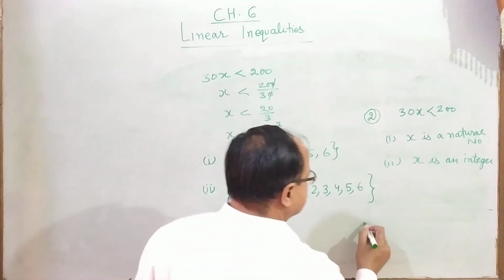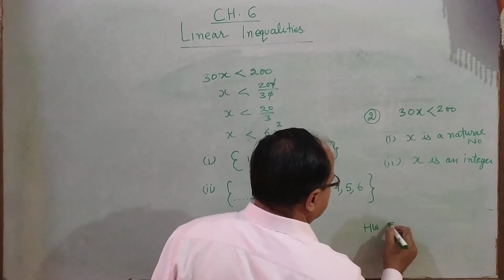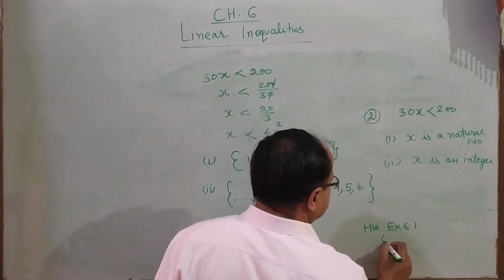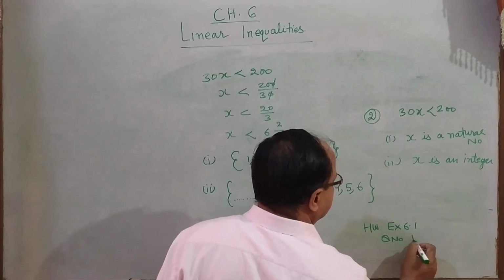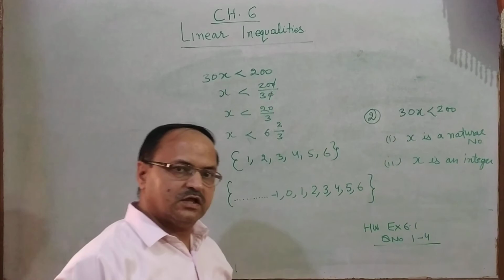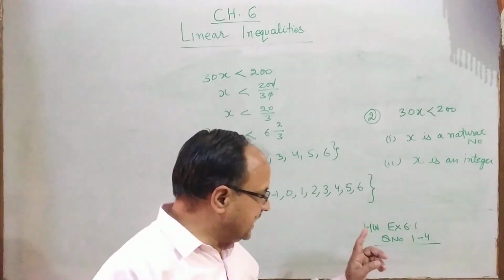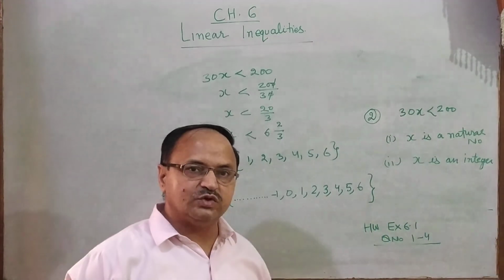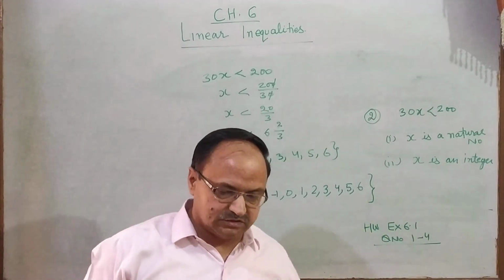Now your homework: solve exercise 6.1, questions number 1 to 4. This is your homework. Clear? Revise the basic terms, then solve these 4 questions with the help of questions number 1 and 2. You can solve. Correct? Okay.